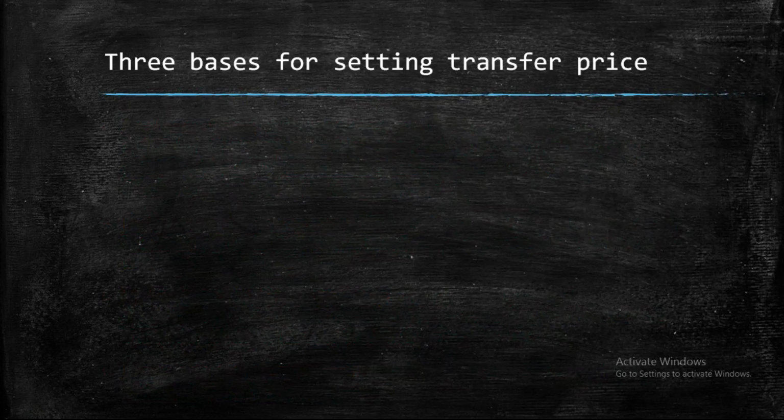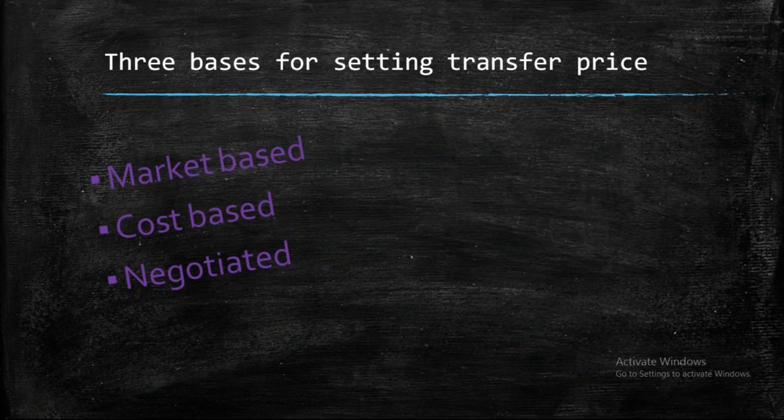Okay. So three bases for setting transfer price: market-based, cost-based, negotiated. Now here, there is no market-based transfer pricing, because ultimately the product will be sold by the market, and therefore that is not a transfer price. It will be sold to the outsider, and that's not a transfer price. So here, even a negotiated transfer price may not be the right approach. The right approach will be cost-based. Cost-based also not on the actual cost, but based on standard. Predetermined cost.